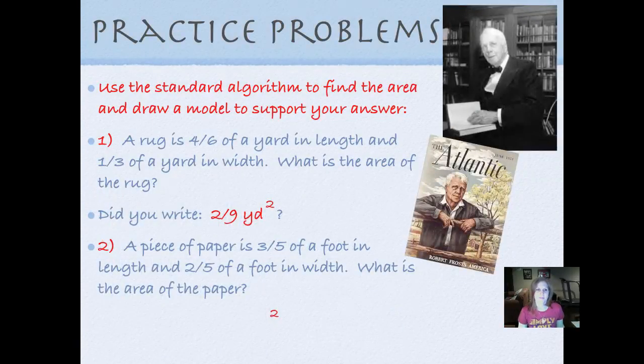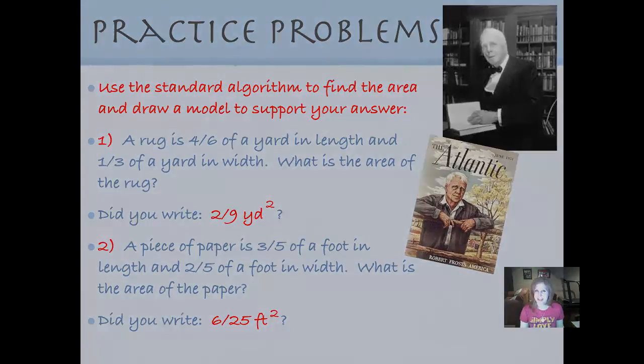Number 2, a piece of paper is 3/5 of a foot in length and 2/5 of a foot in width. What is the area of the paper? Pause it and push play when you've solved it. Did you write 6/25 square feet? Let's see how we did that.